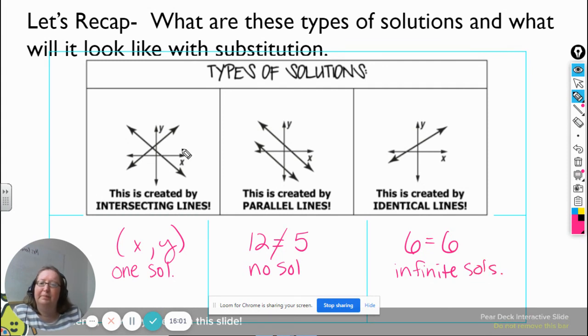If this is what it looks like on a graph, this is what this one looks like on a graph. And this, remember, is two lines, right? It's two lines on top of each other. This is what it looks like when you use substitution, and these are the solutions you get. You either get values for x and y, or you get no more variables, the variables cancel out, and you get two numbers that are not equal to each other, or you get two numbers that are equal to each other. Okay, I think that's it. We've covered it.